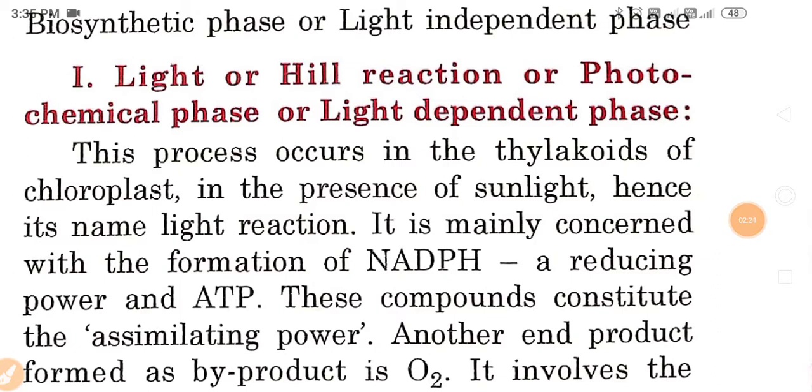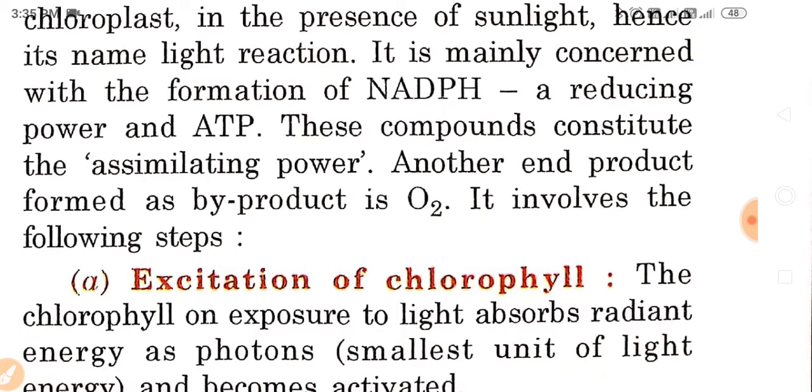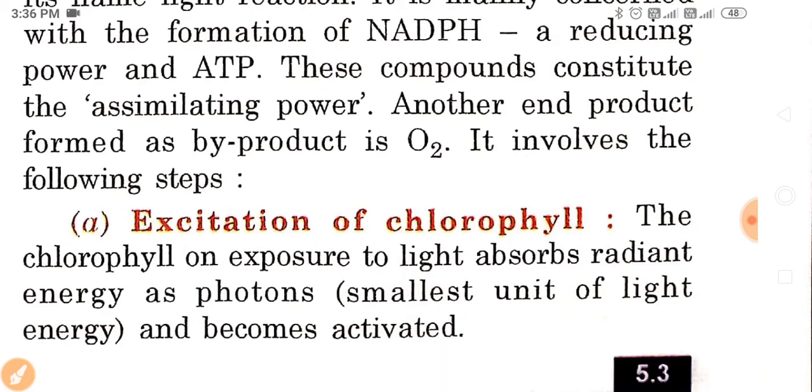This is also known as photochemical phase or light dependent phase. This process occurs in the thylakoids of chloroplast in the presence of sunlight, hence its name light reaction. So it means light is necessary for this reaction to happen. It is mainly concerned with the formation of NADPH or reducing power and ATP. These compounds constitute the assimilating power. Another end product formed as a byproduct is O2. It involves the following steps. So oxygen is also liberated in this reaction.